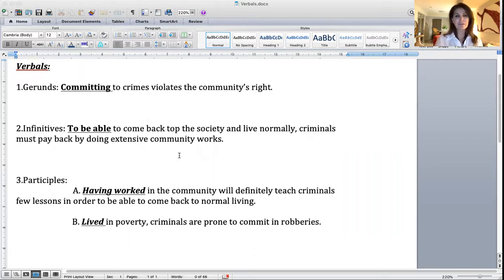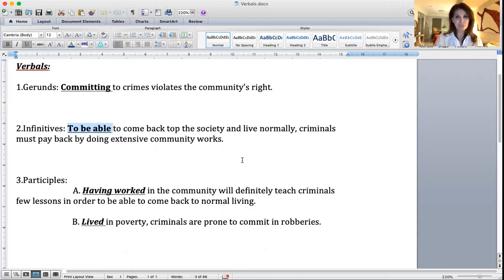practical and will give the benefit to the students to have those verbals in speech and the variety of the structure. For example, "To be able to come back to the society and live normally, criminals must pay back by doing extensive community works." In this case, to be able is the infinitive at the beginning of a sentence.